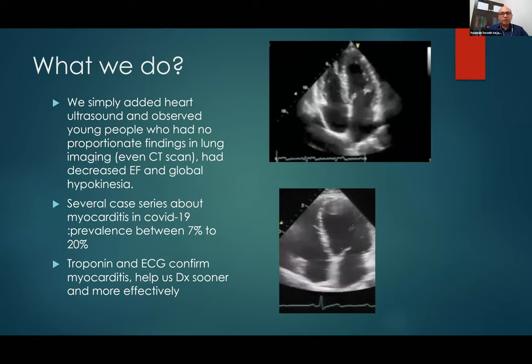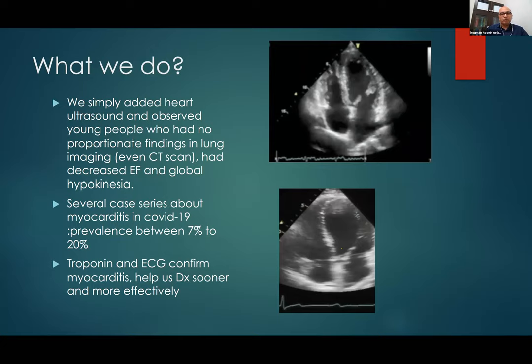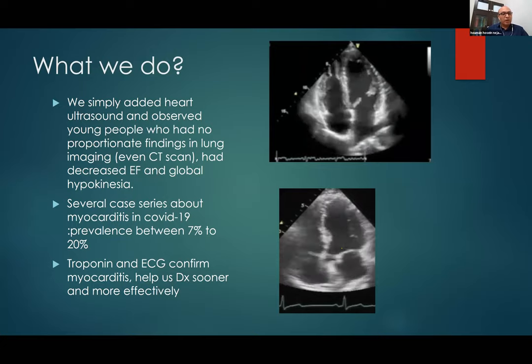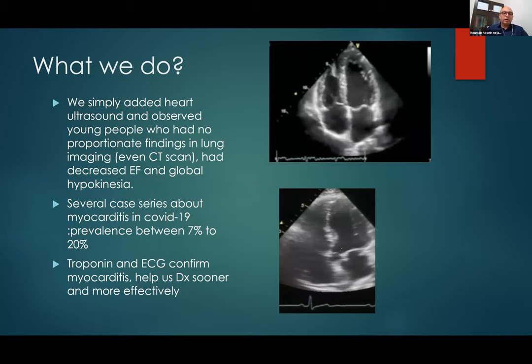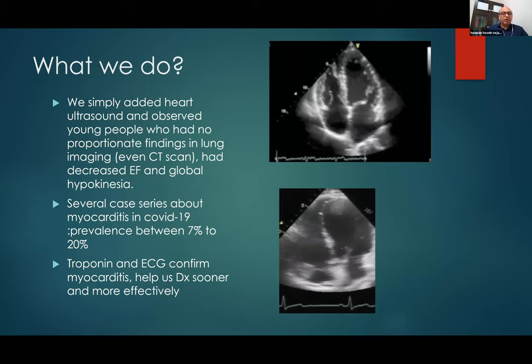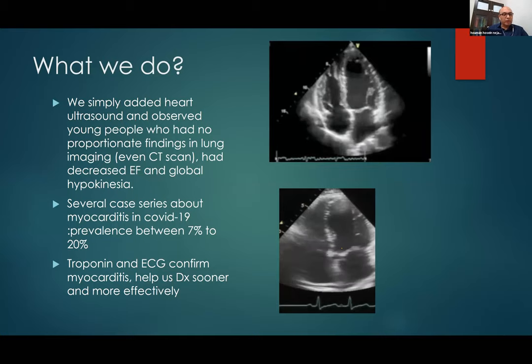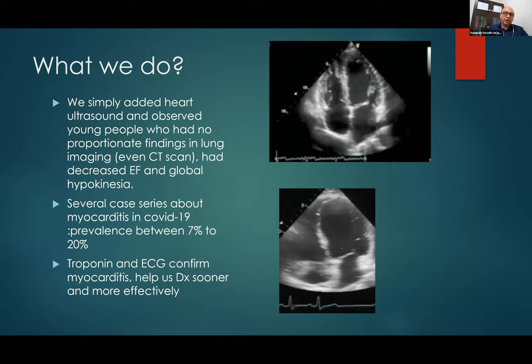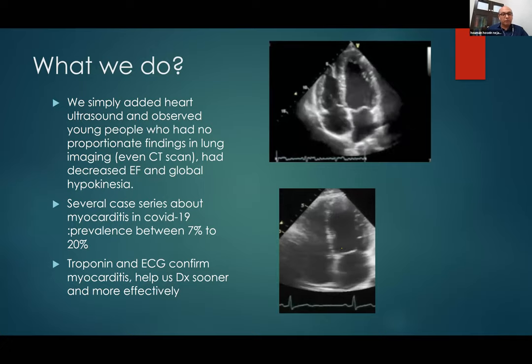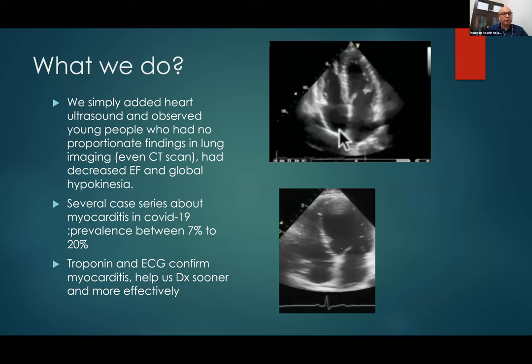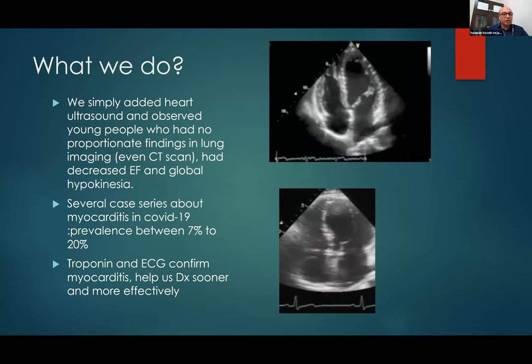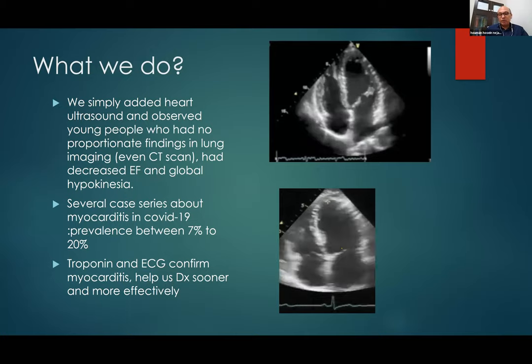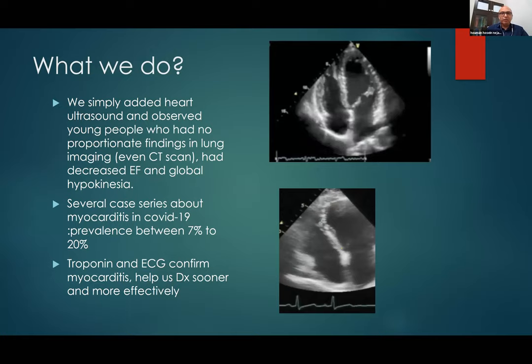You can compare the upper video with the lower; the lower shows the decreased EF. In the meantime, several case series about COVID-19 myocarditis reveal a prevalence between 7 to 20%. Troponin is increased, though not in all patients, and EKG findings that were non-specific the majority of the time confirm myocarditis. This helps us to address their heart complaints sooner and maybe more effectively. In fact, among nearly 200 patients that our team scanned, the prevalence was about, I think, 9%, yes.